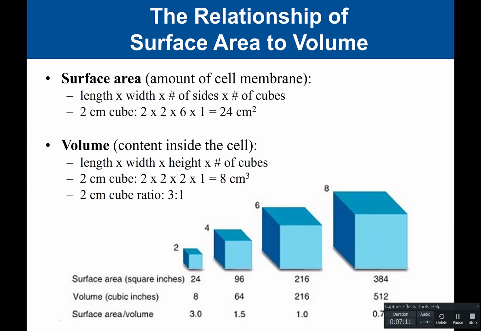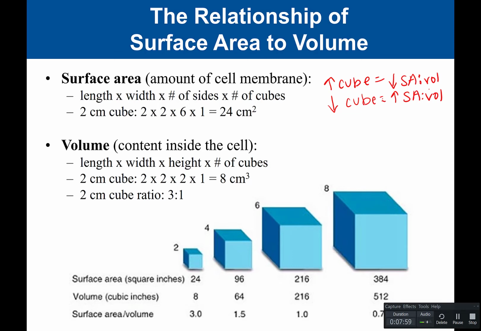If I have a cube that is 6, notice my surface area to volume is 1. If I look at the 8-inch cube, it's 0.7. So notice that for this, the larger the cube, the lower the surface area to volume ratio. So the bigger the cube, the lower the surface area to volume ratio. The smaller the cube, the higher the surface area to volume ratio, right? Because if you think of a small cube, it has less volume relative to its surface area. Its surface area is actually very high.